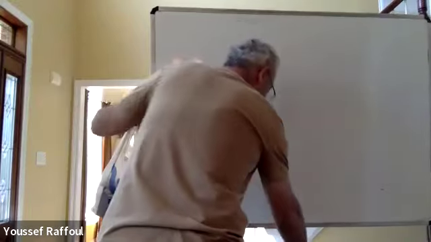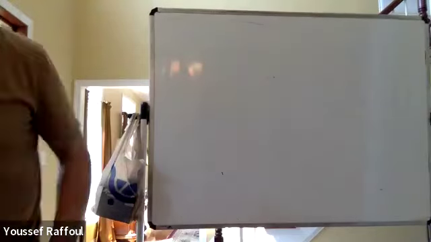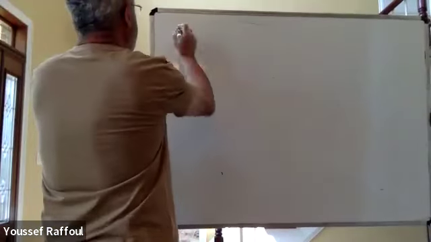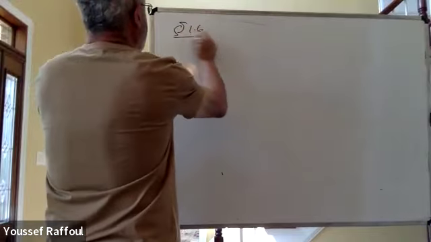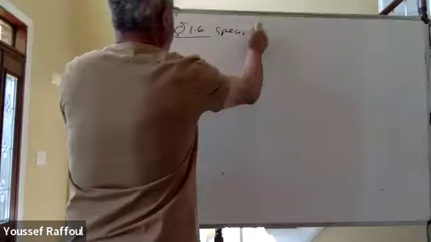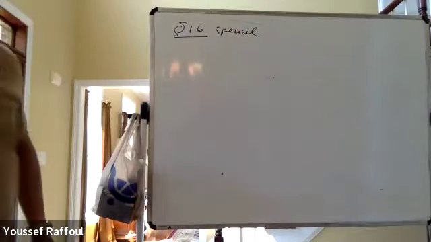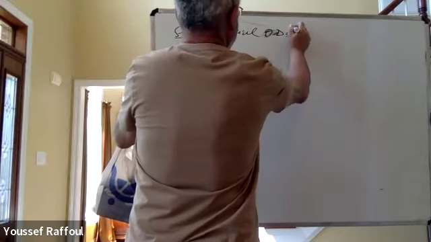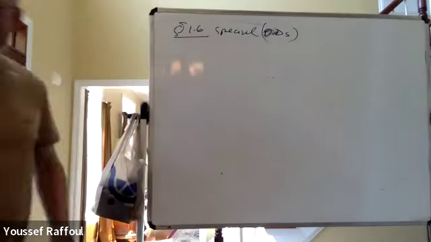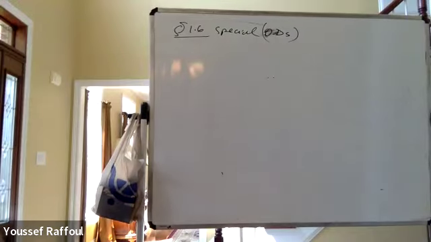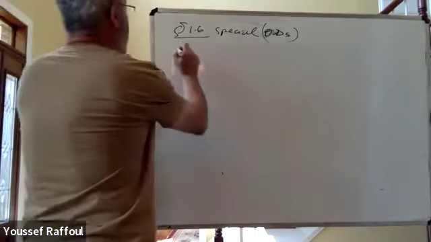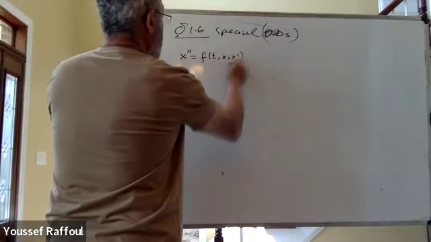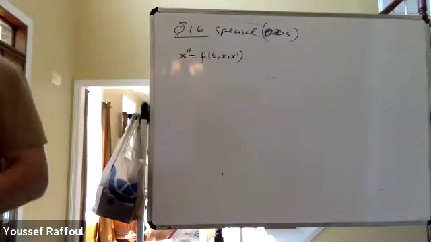So now, I'm jumping to chapter 1. I'm going to look at section 1.6 now. Special ODEs. ODEs means ordinary differential equation. Okay, so let's say we have x double prime equal f of t, x prime. How do we solve this equation?